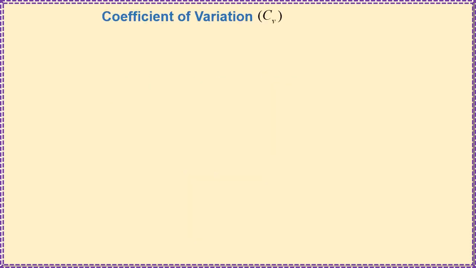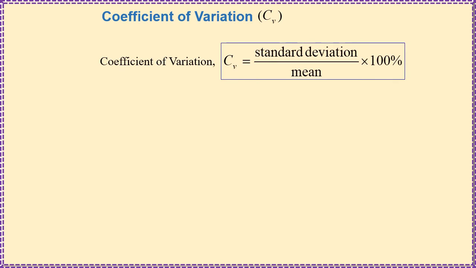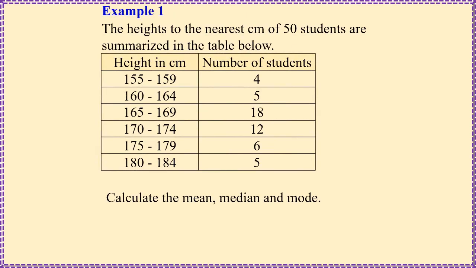Okay, lastly, coefficient of variation. So the formula is the same. It's always the same. CV is equal to standard deviation divided by mean multiplied by 100%. Okay, so let's see some example for the group data.